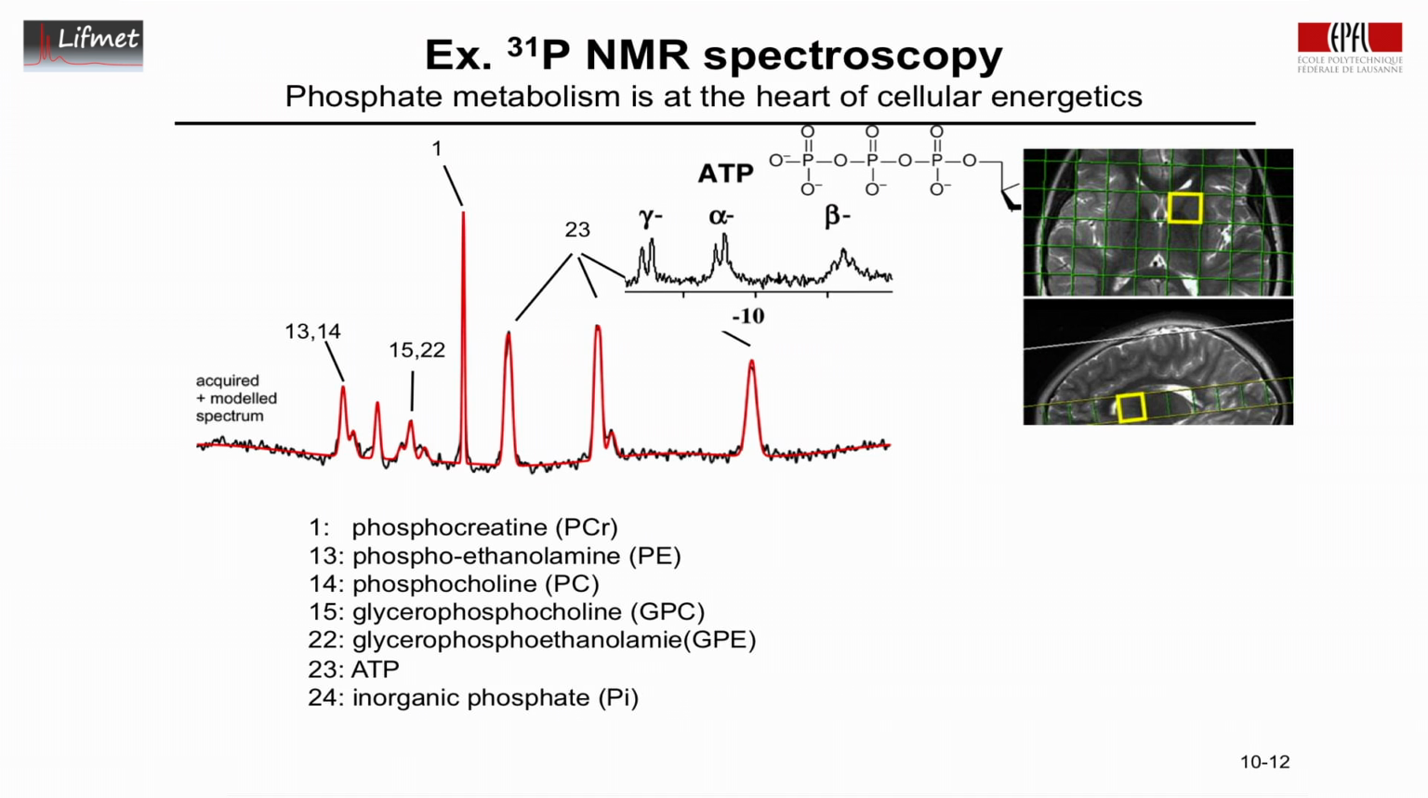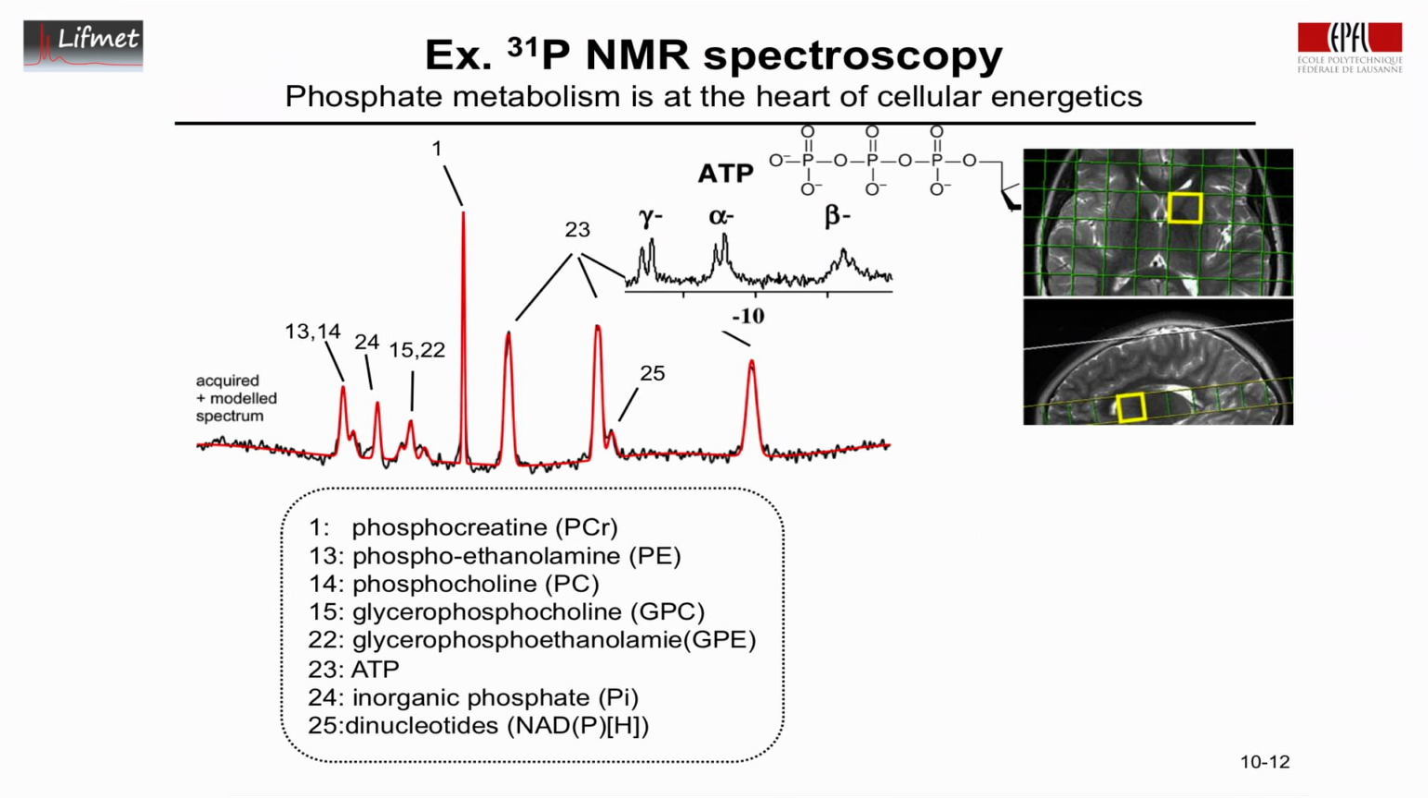We also have inorganic phosphate, which is this peak here, and dinucleotides, NAD or NADP, whether with the H or without the H; the dinucleotides contribute to this signal here. So these are the compounds that can be observed. They are linked to a large extent to cellular energetics. What is also measured is intracellular pH from the position of this peak, creatine kinase activity by measuring the conversion between phosphocreatine and ATP, and ATPase by measuring the conversion of inorganic phosphate and ATP. These are reactions that can also be measured.